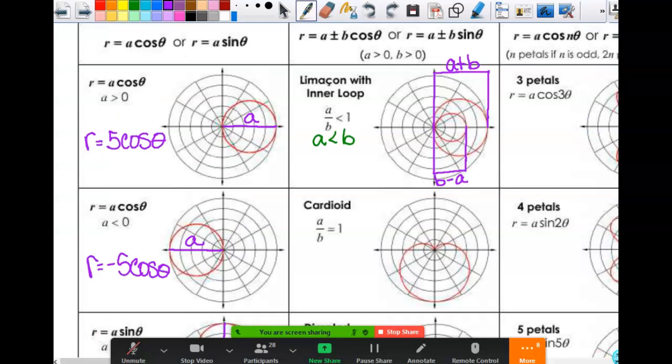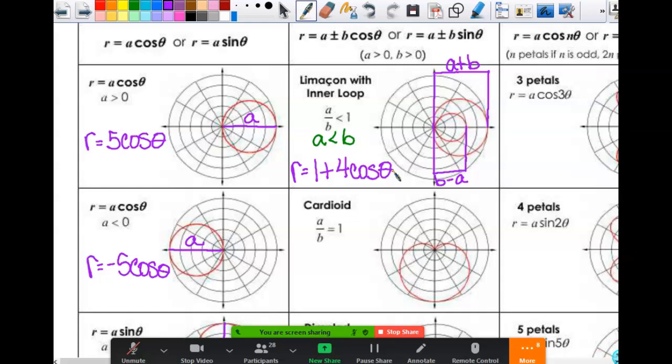And which one is A? Is it 4 or 1? 1. And we know that because of this right here, right? Figure out the numbers, and then we can worry about, all right, so it's R equals A. A is less than B, so that's where my 1 goes. This is on the positive x-axis, so it's plus. 4 is the other number. Since it's on the x-axis, that makes it cosine theta. That's how I come up with my equation.